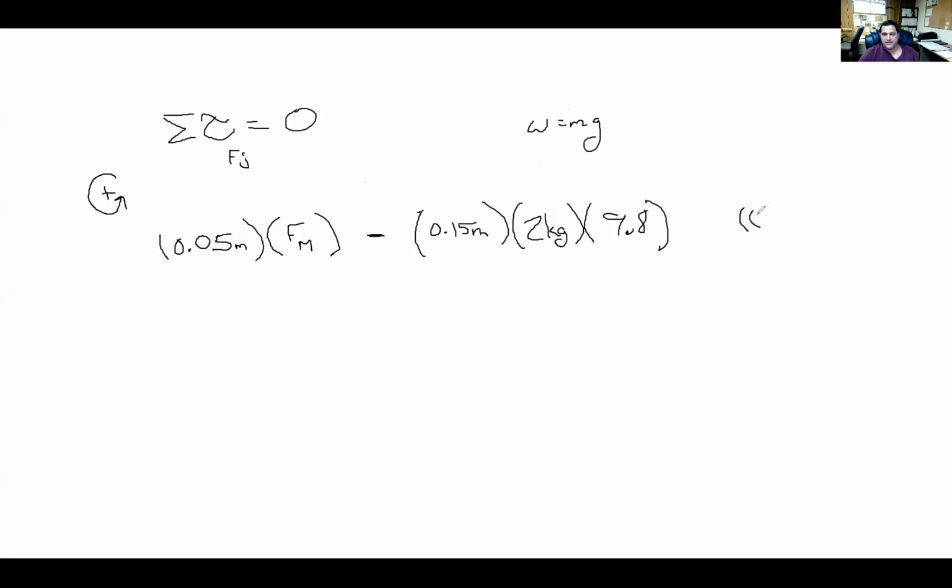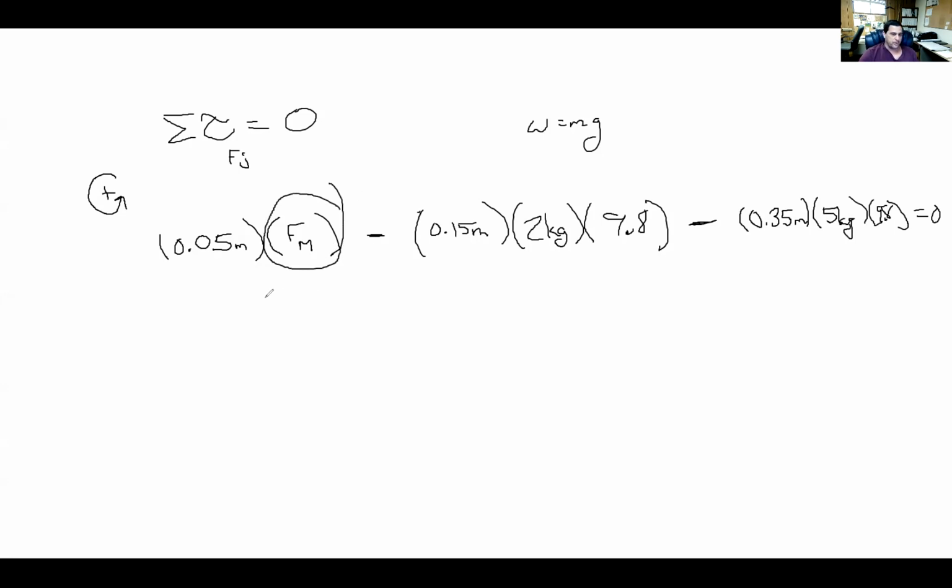And that is 35 centimeters, or 0.35 meters. That is 5 kilograms multiplied by gravity, 9.8, is equal to 0. That torque is going to be clockwise, so that is also going to be negative. So the only thing that I'm solving for here is FM.